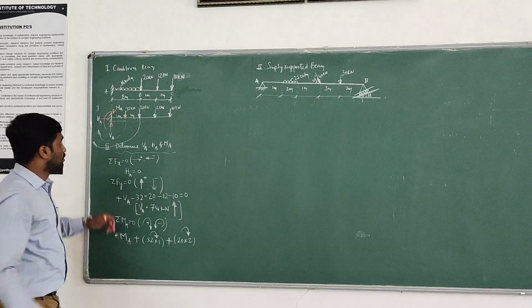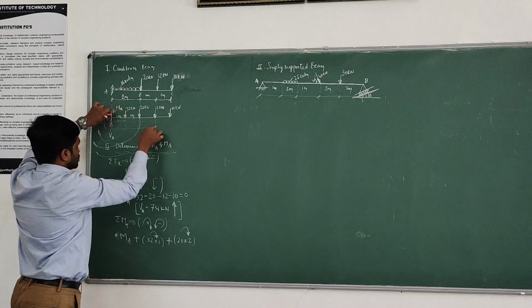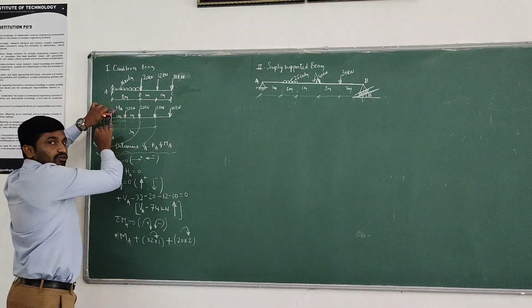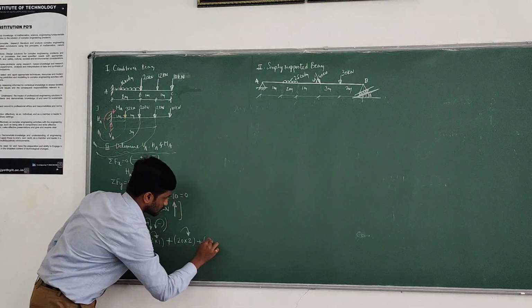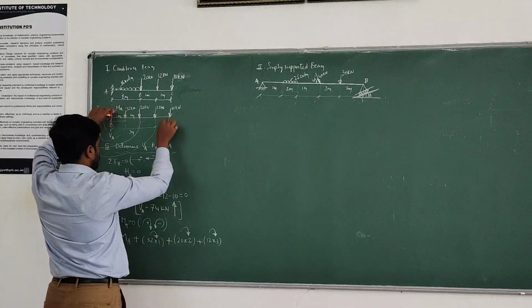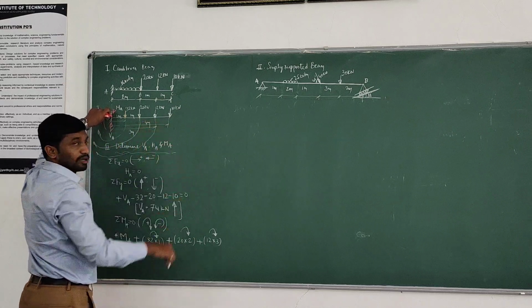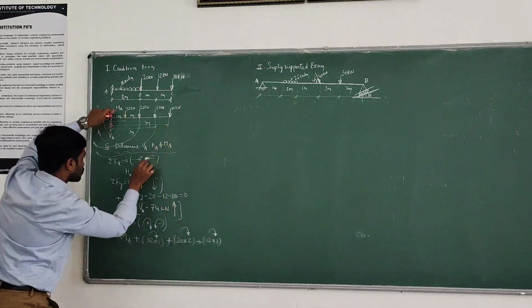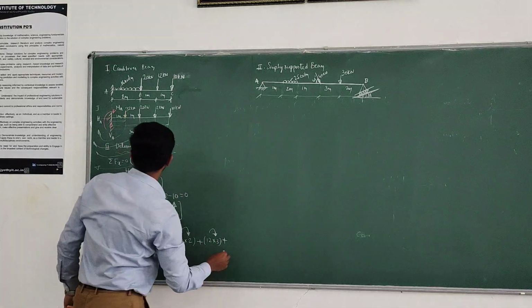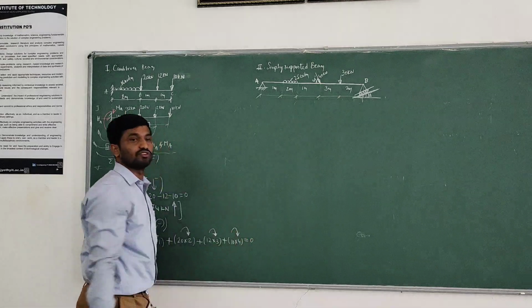Hence plus. Next, this 12 rotating towards A. The perpendicular distance is 2 plus 1, that is 3 meters. 12 into 3, plus 12 into 3, that is also clockwise. Next is 10, that is also acting in downward direction. The perpendicular distance is 3 plus 1, 4 meters. It's also towards A, rotating clockwise. Therefore plus 10 into 4, also clockwise.